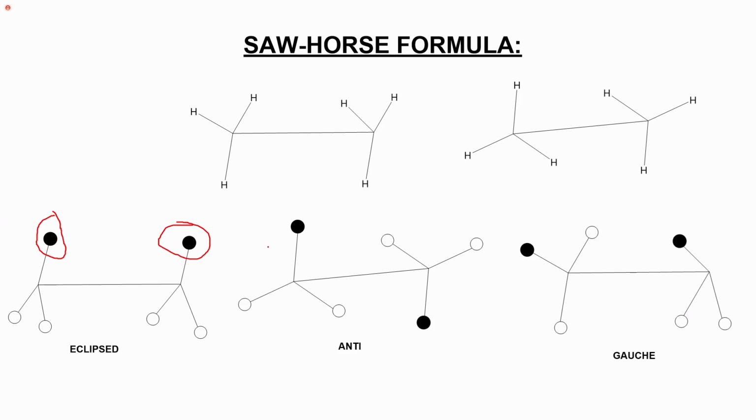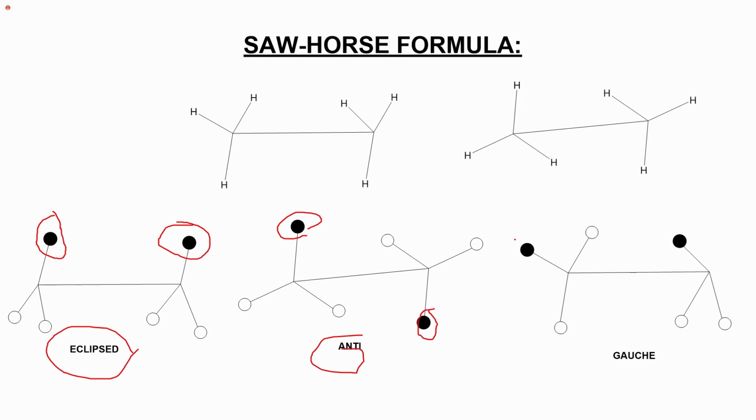Now you just go anti to each other. Anti means opposite to each other. Now this black ball and these black balls are anti to each other. That means this is anti. Now from eclipsed to gauche is a 120-degree rotation. So from a 120-degree rotation, how?